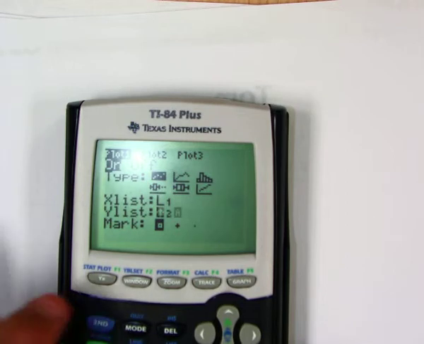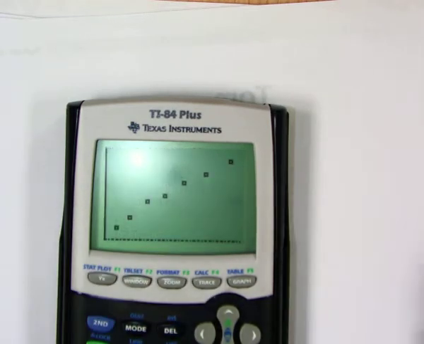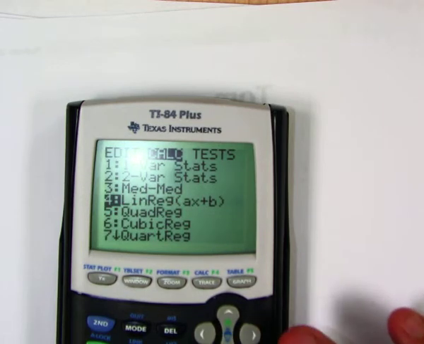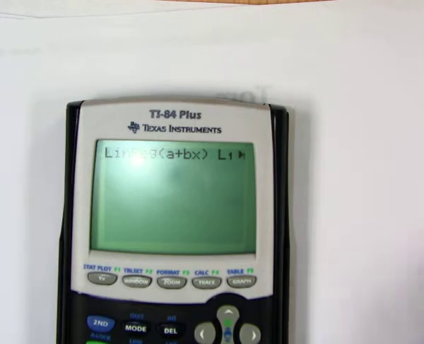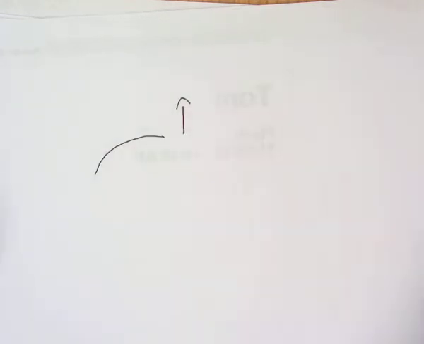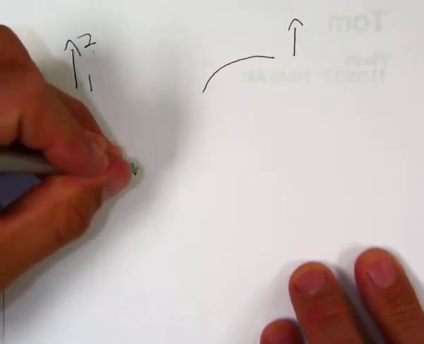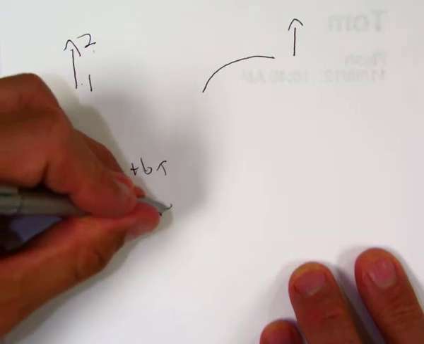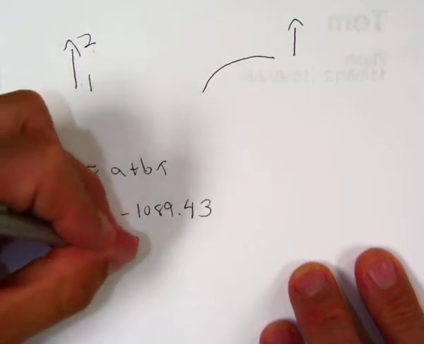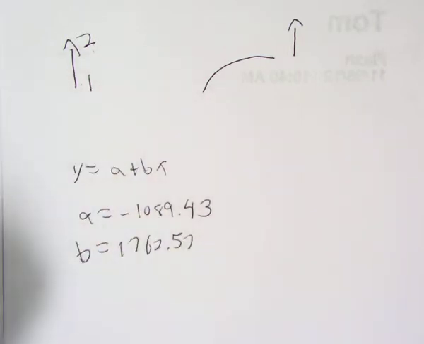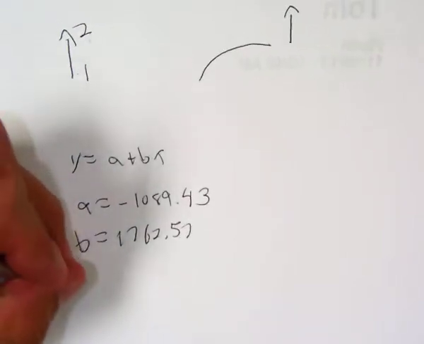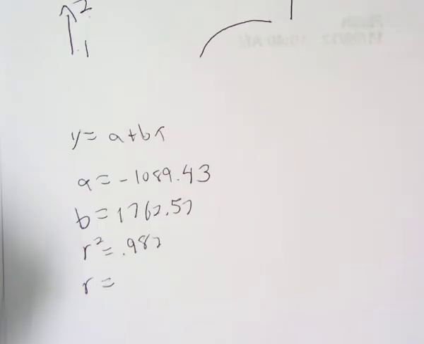So let's go to L1 versus L3, and let's see what happens with that. Seems like it's decent. Okay, so let's look at this, number 8, and we're going to do L1 versus L3. So we got y equals a plus bx. A is negative 1089.43. B is 1762.57. And R squared is 0.982, and R is 0.991.